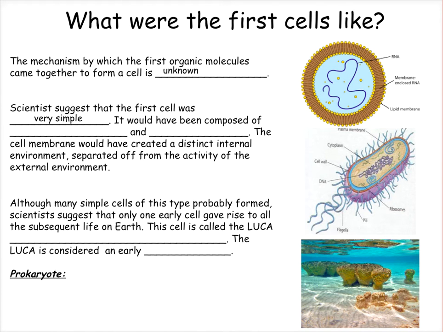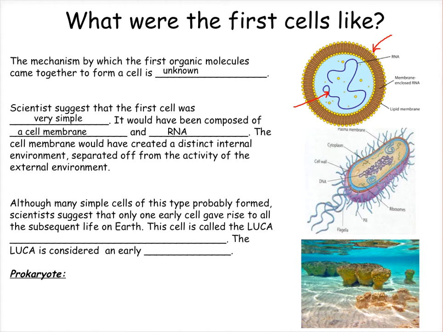It would have been composed of a cell membrane, like you see here, as well as a bit of RNA to serve as the hereditary material. The cell membrane would have created a distinct internal environment, separated off from the activity of the external or outside environment. And that's it. That's the entire cell. Very simple, even compared to modern bacteria.